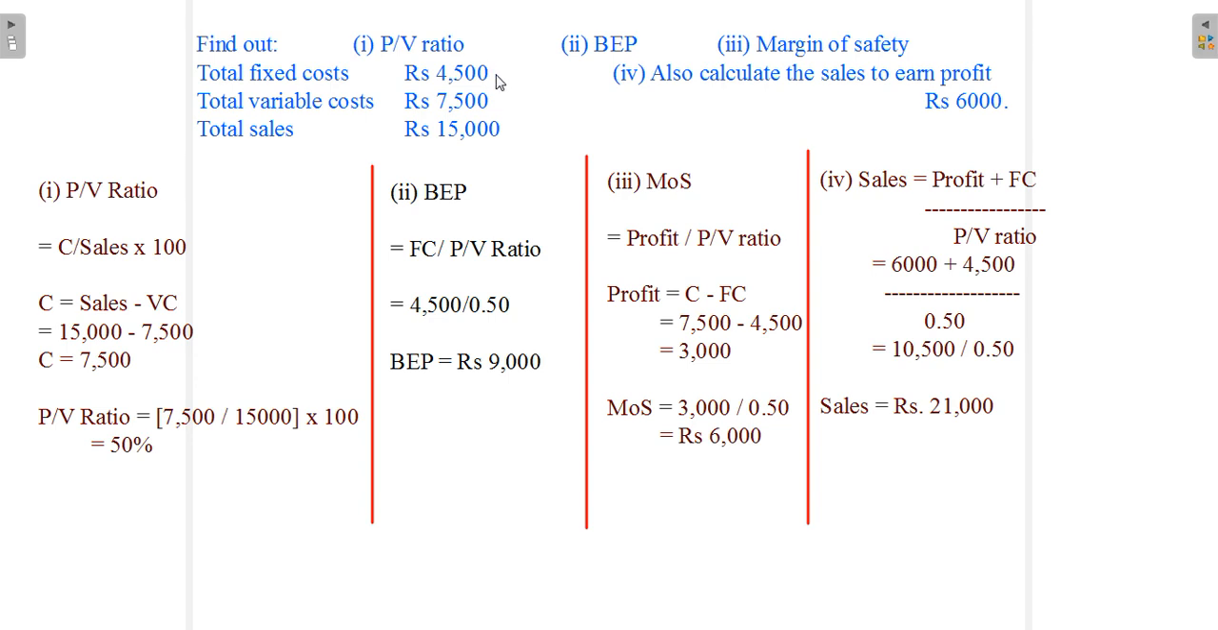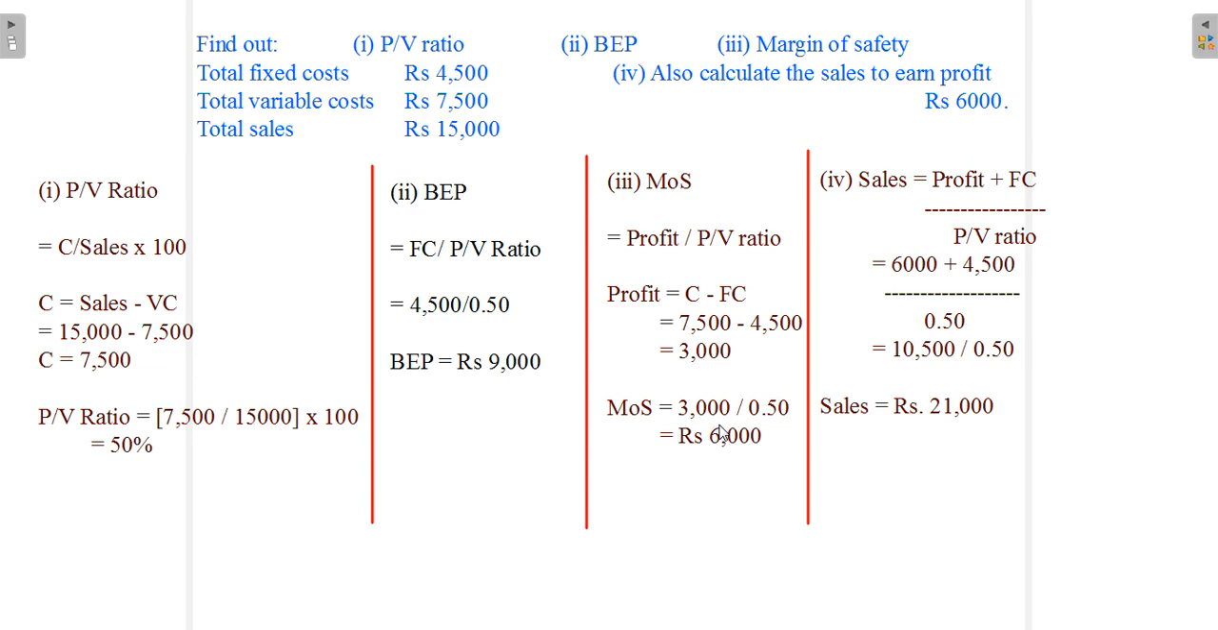In this sum, they've given fixed cost, variable cost and sales. So first we have to find the PV ratio, contribution divided by sales. Contribution is sales minus variable cost. Then break-even point is fixed cost divided by the PV ratio. Margin of safety is profit. Profit you have to find by subtracting fixed cost from contribution. Contribution we have already found to be 7,500 minus fixed cost given as 4,500 is equal to 3,000.